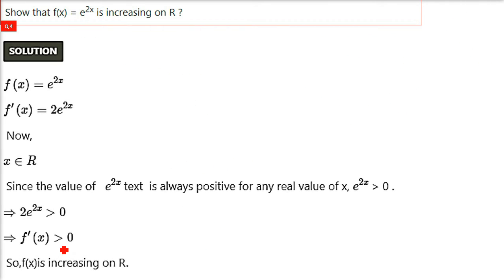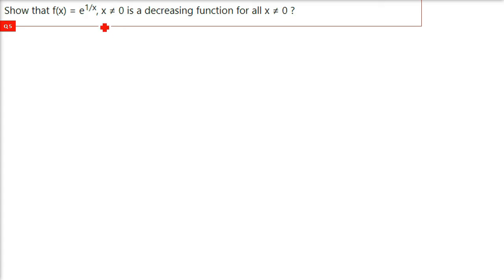So just see how we have to write. Whatever I have explained is being printed here. Show that e raised to 1 by x, x not equal to 0, is a decreasing function for all x not equal to 0. This is what they have given, because if x is 0, 1 by 0 will be infinite. e raised to the power infinite will be infinite because e is a constant number. That is why they have given x not equal to 0.